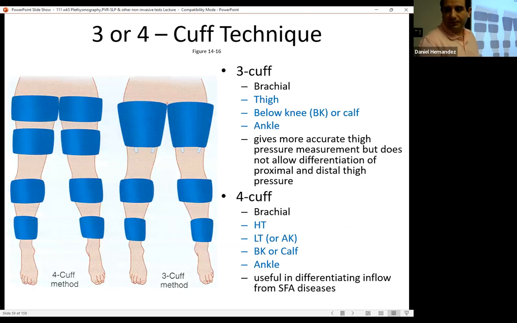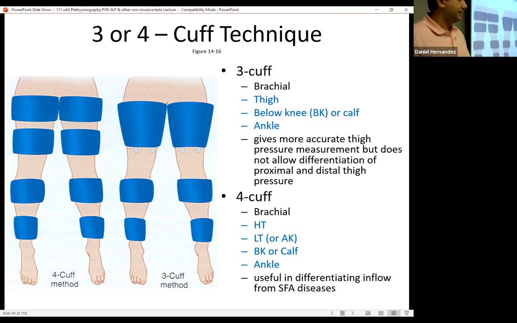Just our 3 cuff and our 4 cuff technique. Just remember that the benefit of using this 4 cuff technique is, if there's disease in the thigh, we can differentiate segments. So we can tell if it's aortoiliac versus just femoral disease. Whereas if we're just using the 3 cuff technique, it could be femoral or it could be aortoiliac. You can't really differentiate between the two.